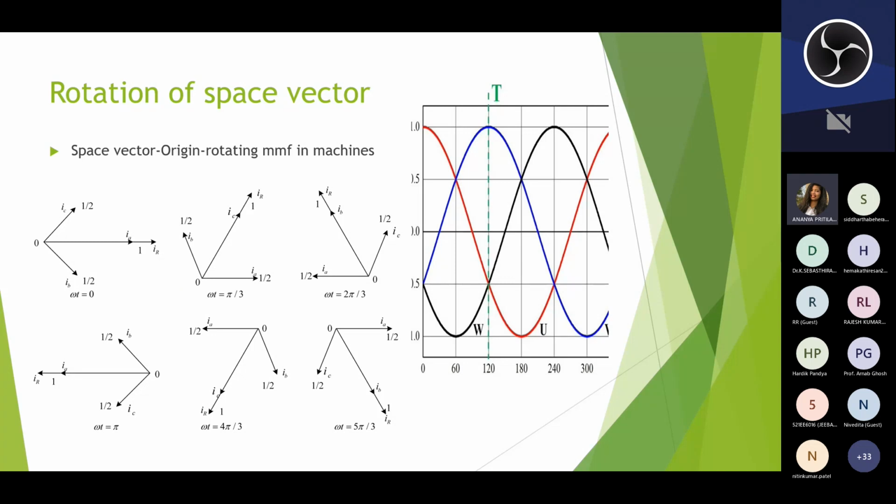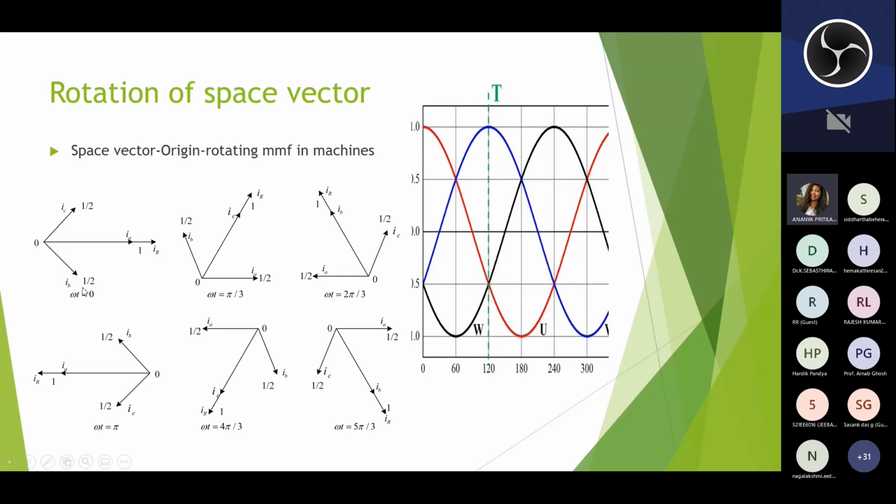So, the concept behind the rotation of space vectors. As shown in the waveform, the three-phase sinusoidal waveform. At the 0 instant, the red one is phase A, the blue one is phase B, and the black one is phase C. At that instant, the red one, phase A, is at its maximum peak level, whereas phases B and C are negative.